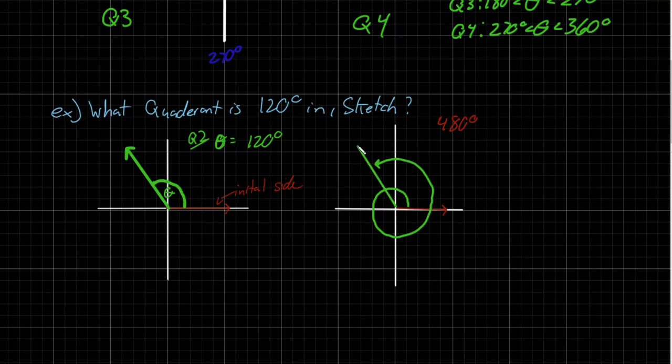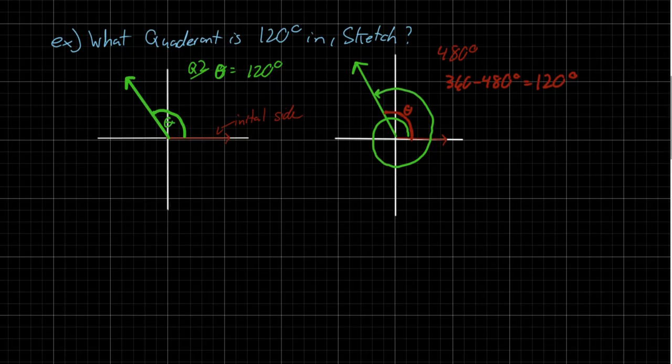This is our terminal side, right? So what is theta right here? I just want that theta. 120. So I did 480 minus 360 because I went around and I was left with 120. These are both 120. Let's do one more.